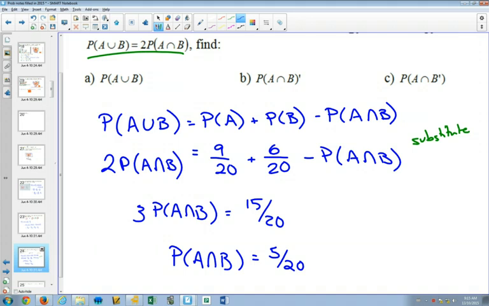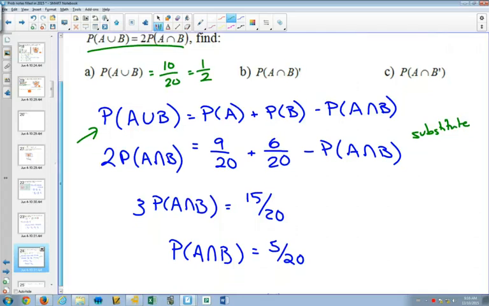I now know the probability of A and B, so if I want to find the probability of A or B, I could either use our actual formula. It's going to be 9 out of 20 plus 6 out of 20 minus, and now that I know probability of A and B is 5 out of 20, 9 plus 6 is 15 minus 5, 10 out of 20, or 1/2.